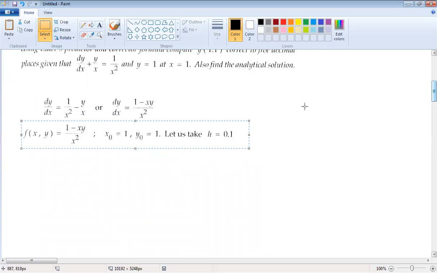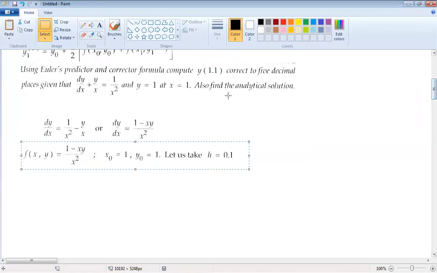The initial values of x naught and y naught given in the problem are 1 comma 1. So x naught is 1 and y naught is also 1. Remember, we need to find the value of y at 1.1 and the initial value of x is 1. So the difference between them will be our h. 1.1 minus 1 will give us h. If h is not mentioned in the problem, we use this method.